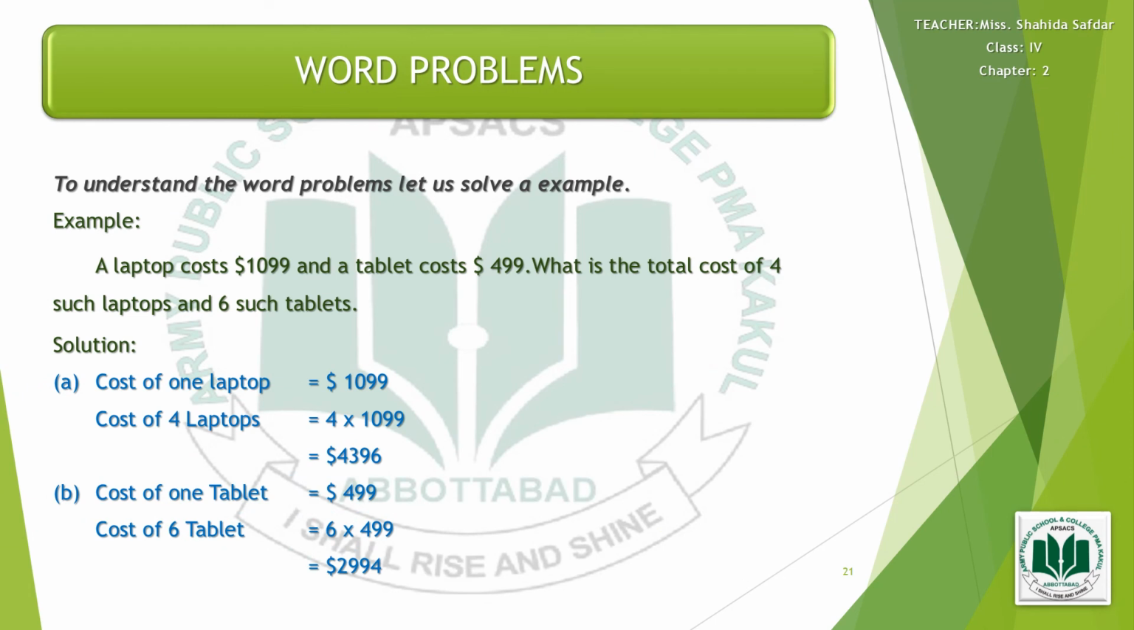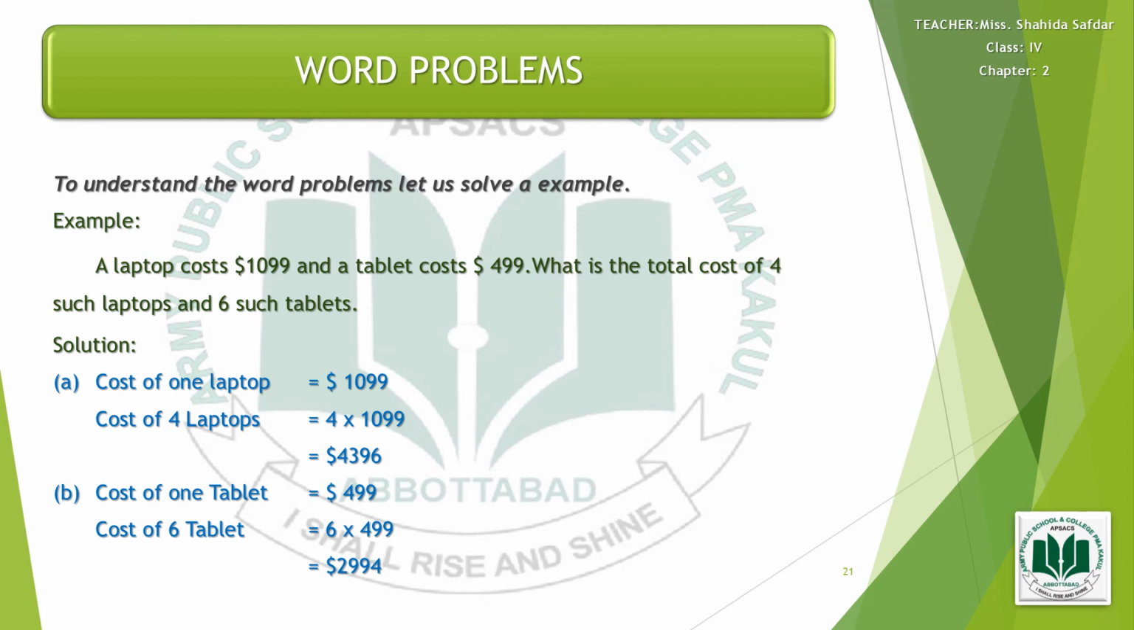To understand the word problem, let us solve an example. This example is from your book. Example: a laptop costs $1099 and a tablet costs $499. What is the total cost of 4 such laptops and 6 such tablets? Solution: cost of one laptop equals $1,099. Now what will be the cost of 4 laptops?